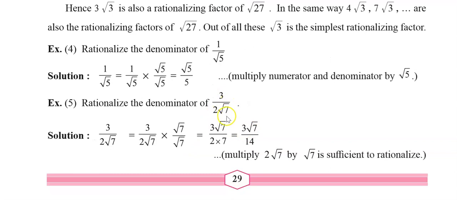Now to rationalize the denominator, what is the irrational number here? The irrational number is root 7. Therefore in this case we will multiply the numerator and the denominator by root of 7 only, and not 2 root of 7. Therefore that is 3 root 7, and 2 root of 7 into root of 7 will become 7 again, and therefore 2 into 7 is 14. Therefore 3 root of 7 upon 14, and in this way the denominator is rationalized.